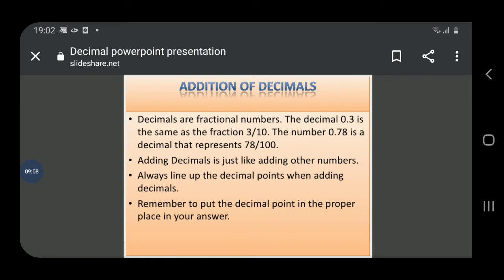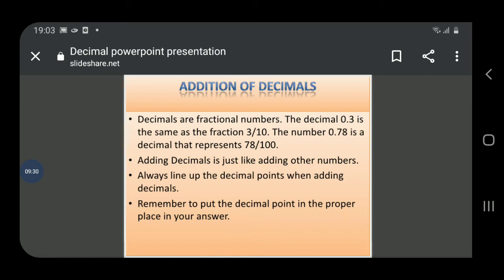So decimals are fractional numbers. The decimal 0.3 is the same as the fraction 3 by 10. The number 0.78 is a decimal number that represents 78 hundredths. Now, adding decimals is just like adding other numbers. Always line up the decimal points when adding decimals.